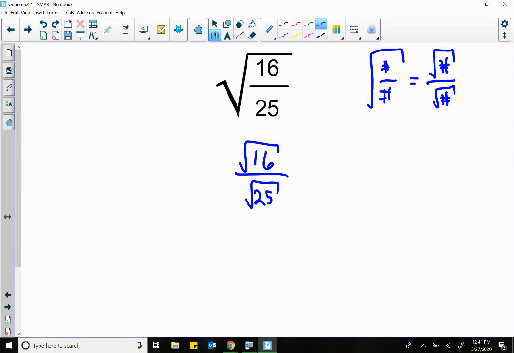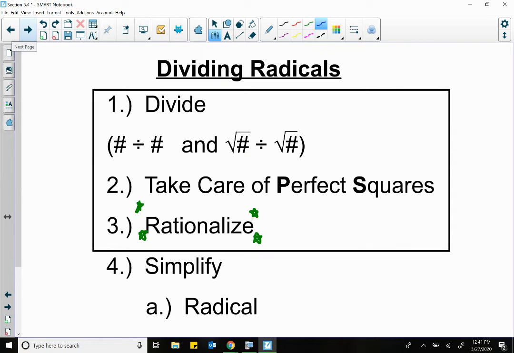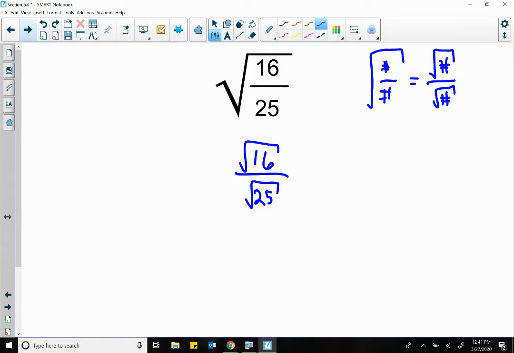So this is one of those where we're not dividing, we don't have to rationalize. What we're going to do is take care of perfect squares. Okay? So what's the square root of 16? That's 4. What's the square root of 25? That's 5. And there's the answer. Just like what we did back in 5.1.